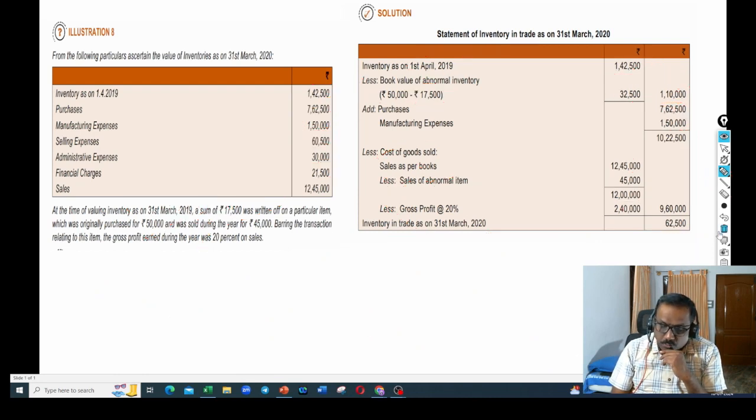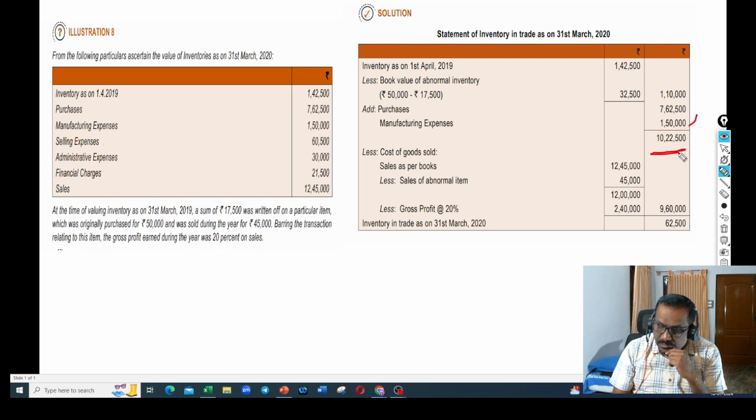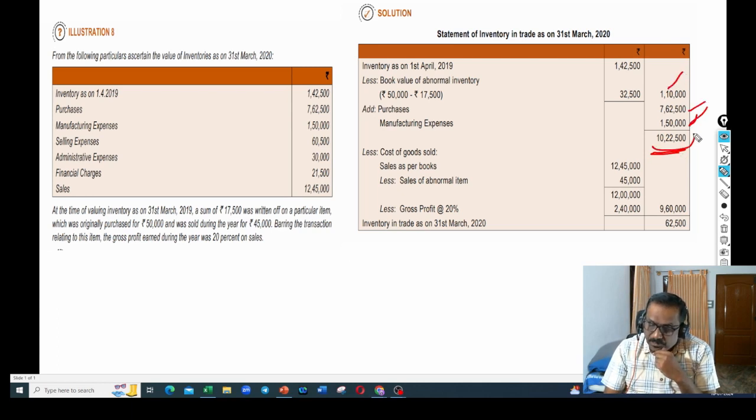So what we need to do here is add only manufacturing expenses. We should not take selling expenses. We should not take administrative expenses. We should not take financial expenses because they are indirect expenses. Getting my point? So we have added this 1,50,000. So the total cost has become how much? 1,10,000 plus 7,62,500 plus 1,50,000 put together. The total cost of the material is 10,22,500. I hope you are clear so far.